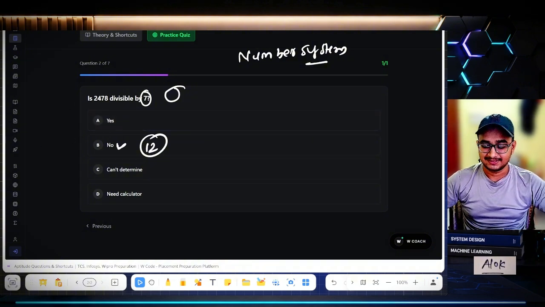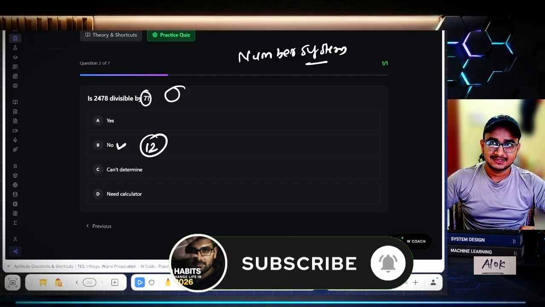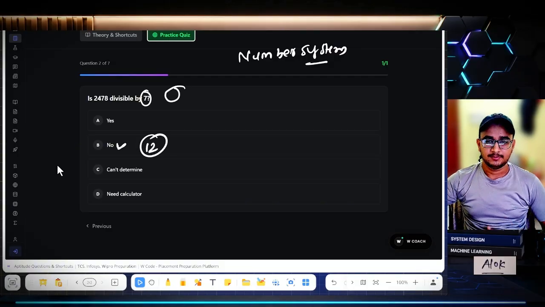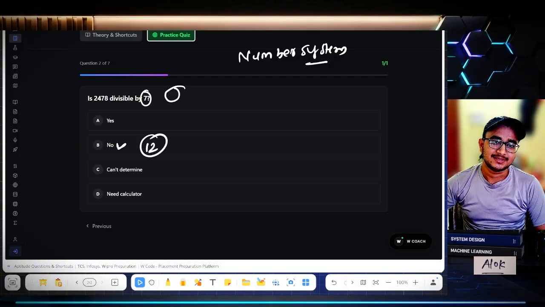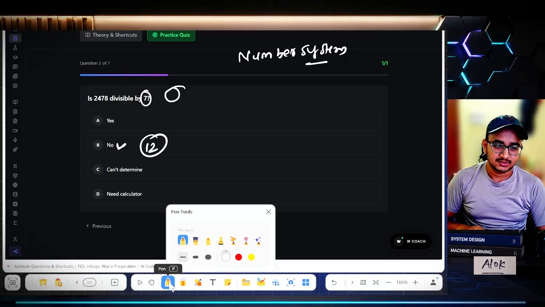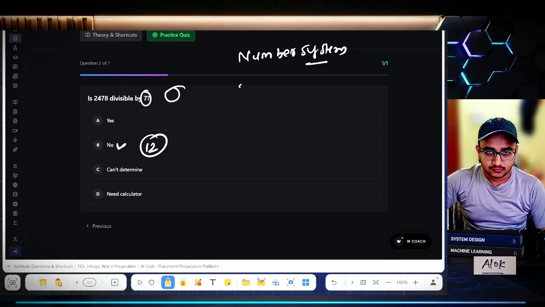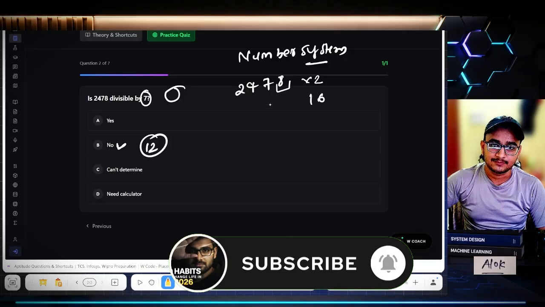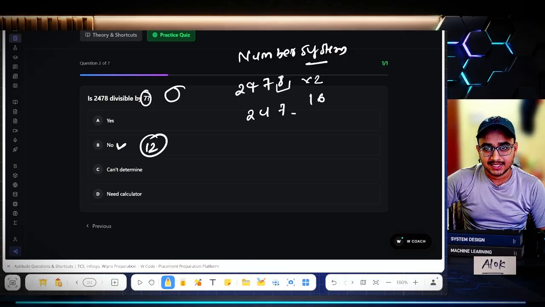Is 2478 divisible by 7 or not? What is the divisibility rule of 7? You need to keep it in mind. Remember it, guys. Last digit multiplied by 2 and subtracted from the rest. Here the number is 2478. The last digit 8 multiplied by 2 gives 16. And 247 minus 16.